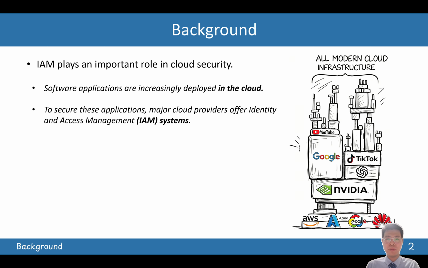Let's see a concrete example. Suppose a company deploys its business on the cloud. It has 2 departments and 3 employees. The administrator defines the IAM policies on the left to control employees' permissions. Recall that these policies are hard to understand. It is difficult to determine who can perform which actions on which resources.